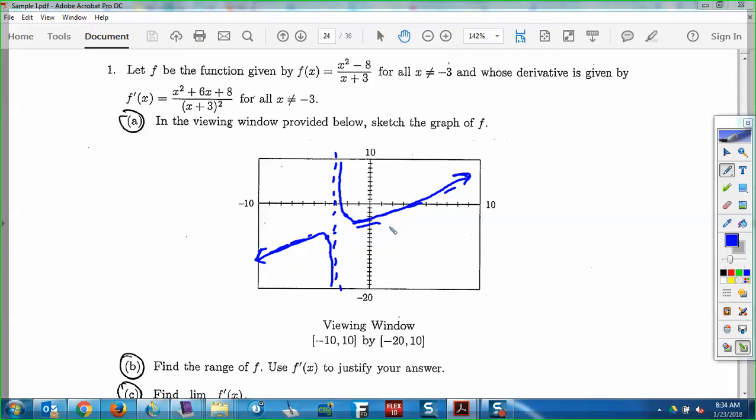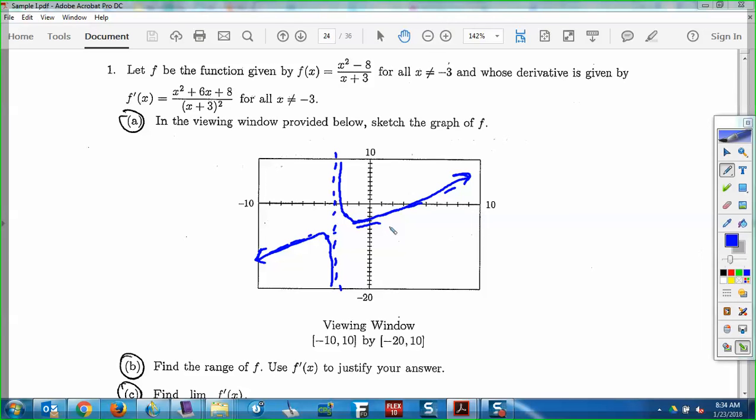Because the range is the outputs, right? Now again, you could trace on your calculators. Is this a calculator problem? It is. So you could just trace. The range is going to be negative infinity to where? Whatever the top of this hump is, we call it a local max. So the range is going to be from negative infinity to there, and then from the other point up.